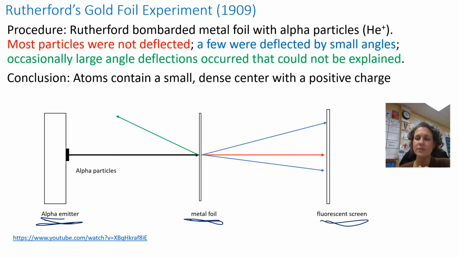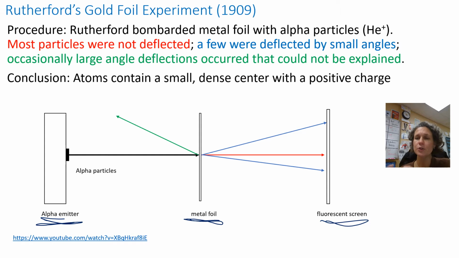Like I said, most of them went straight on through. A few of them went through, but they were deflected off. They veered off course a little bit, like they were being pushed off course. And then every once in a while, a dot did not appear on the fluorescent screen, like the alpha particle never made it through. And so Rutherford knew a couple of things.